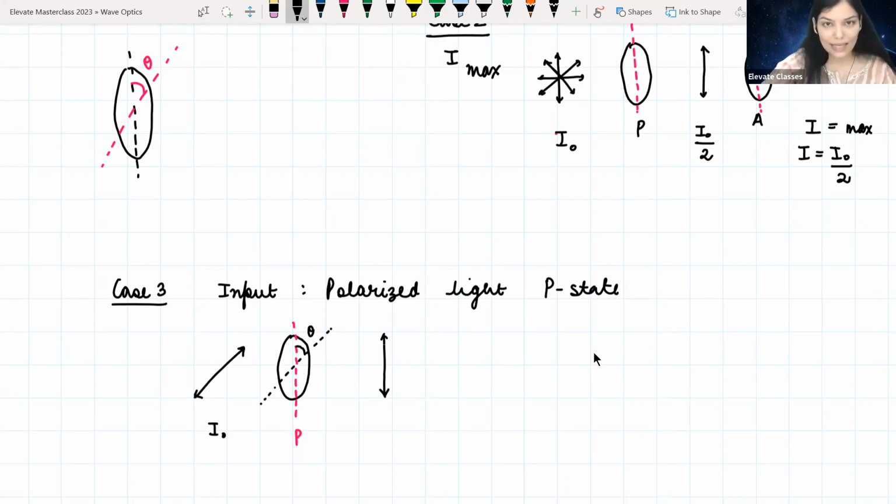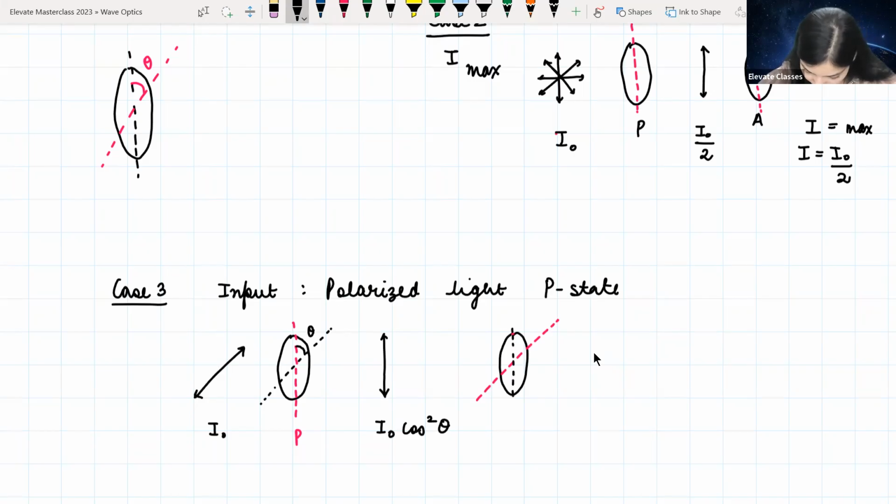So ये जो मेरा input intensity था, उस पे I will apply the Malus law, and here I will get I naught cos square theta. This is going to be the intensity of this light which is passed. Now I will apply an analyzer to it, and depending on the pass axis of the analyzer, let me choose the pass axis of the analyzer as something like this. Okay, so this is my y axis, and now this angle theta is there.